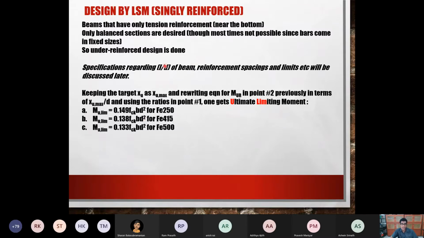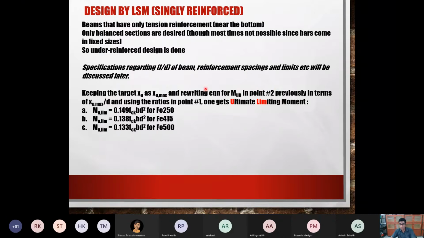Okay. So how you do the design is, we say that XU max, which is the one for balanced, is our target. We target XU max, or a balanced section. But you will not be able to achieve it. You will have to make it under reinforced. But anyway, when you start the design, you say that this is the maximum limit that you are allowed to reach, XU max. So what you do is you will just rewrite the equation that you saw previously.